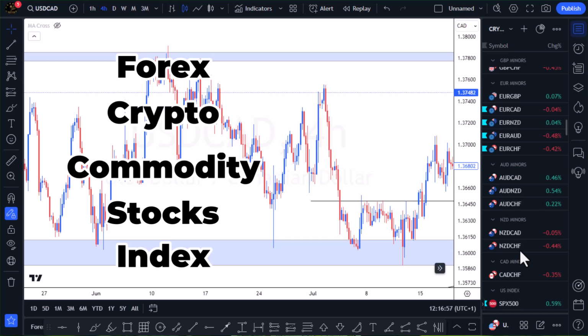Right? So this is the first class. This is the introduction to financial markets. Once again, forex, crypto, commodity, stocks, index. These are the five types of market I trade.